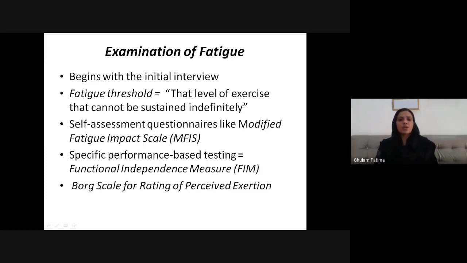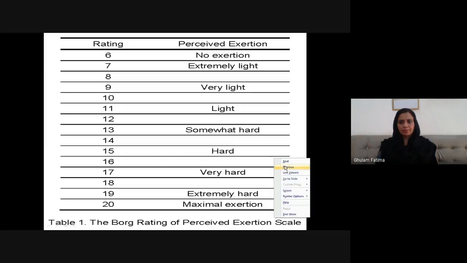So there are different outcome measurement tools that can be used for the examination of fatigue. One of them is the modified fatigue impact scale. There are specific performance based tests like the functional independence measure scale. There is the Borg scale of rating of perceived exertion that can be used to check the fatigue rate of the patient. So first of all, I would like to show you the modified fatigue impact scale.